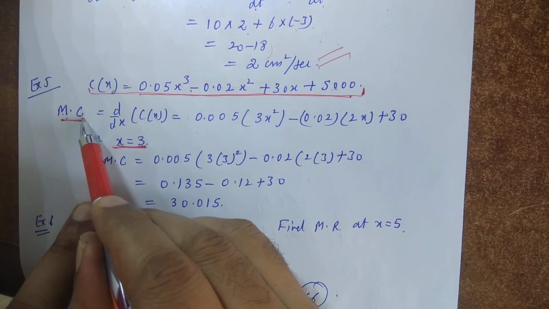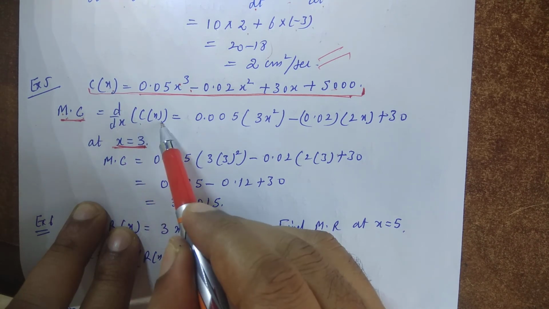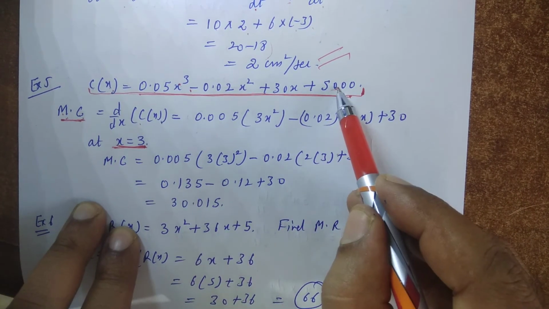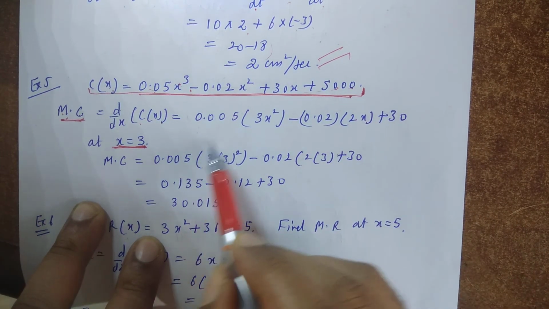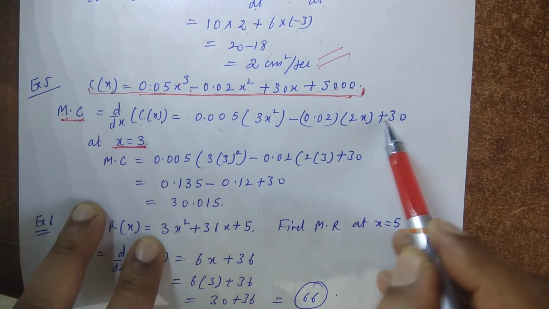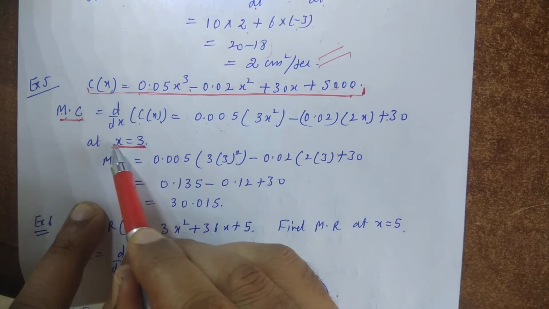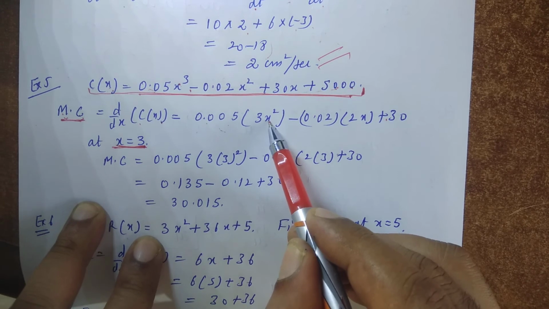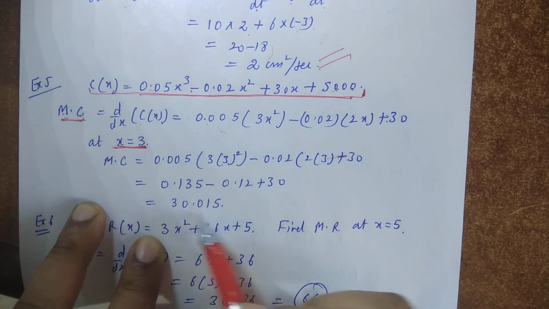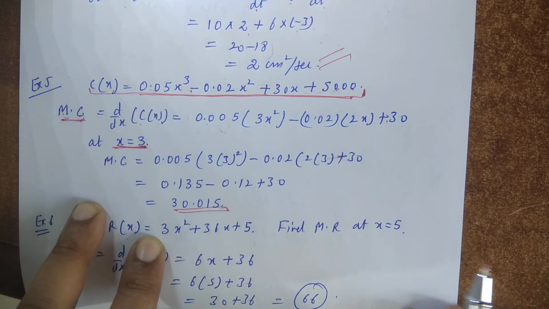Now marginal cost is equal to the derivative of the total cost. That means the derivative of this function. When I differentiate this entire function, after derivation, the function will be this. Now at x equal to 3, I have to find out the marginal cost. Substitute the value of x as 3 here, solve it, and you will get the answer. This is the final answer.